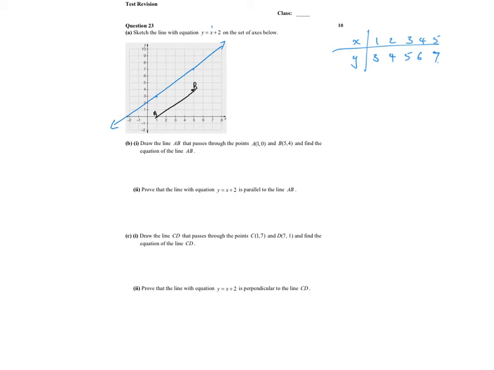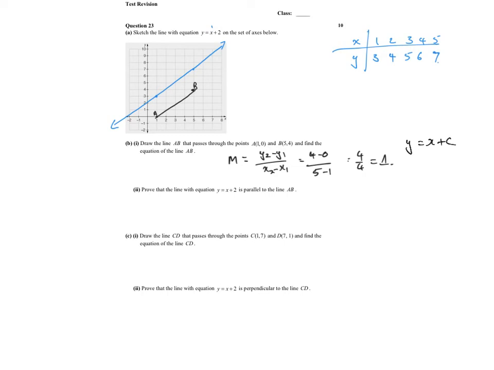Find the equation of the line AB. So to find the equation, I need a gradient and I need an intercept. Gradient is equal to y2 minus y1 over x2 minus x1, which is equal to 4 minus 0 over 5 minus 1, which is equal to 4 over 4, which is equal to 1. So therefore I know y equals x plus c.